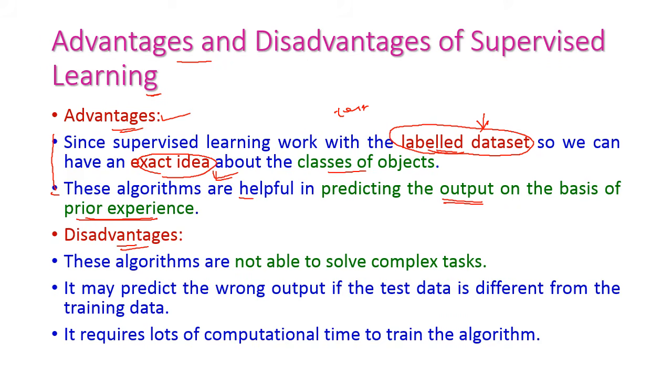And when it comes to disadvantages, the algorithms are not able to solve complex tasks. So it is very helpful only for simple data, and it may predict the wrong output if the test data is different from the training data, right? So this is the big drawback of supervised machine learning, and it requires lots of computational time to train the algorithm. So the time complexity and space complexity will be very high in supervised machine learning.